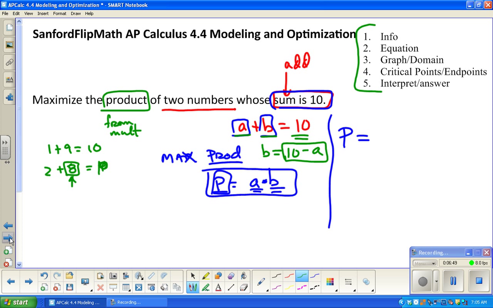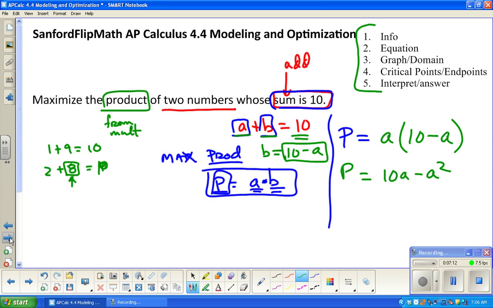So one of the numbers is A. The other number is 10 minus A. Now this is the equation, the model that we're going to work with. I'm going to rewrite this as 10A minus A squared. And if you would rather use y equals 10x minus x squared, you're certainly welcome to.